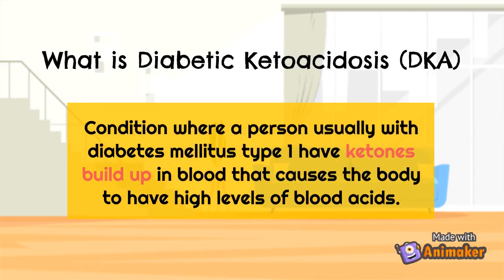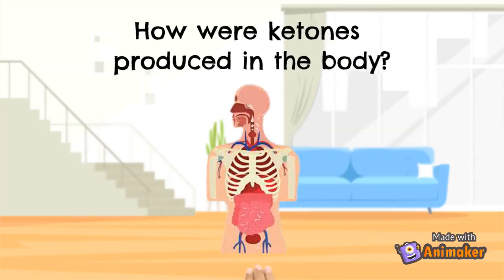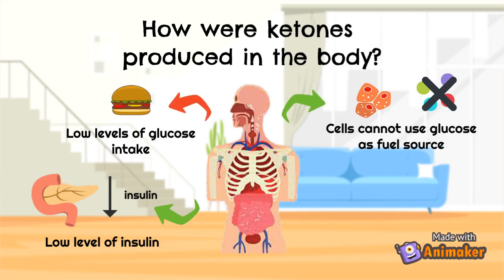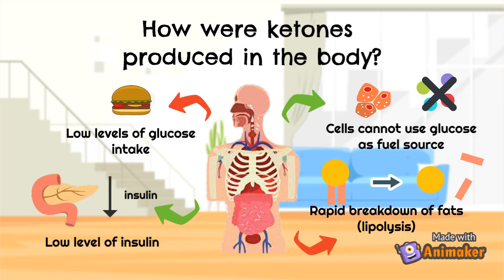Diabetic Ketoacidosis (DKA) is a condition where a person, usually with diabetes mellitus type 1, has ketones piled up in the blood that causes the body to have high levels of blood acids. Ketones are produced in the body when insulin level is low. The cells cannot use glucose as fuel source, low level of glucose intake, and a rapid breakdown of fats.